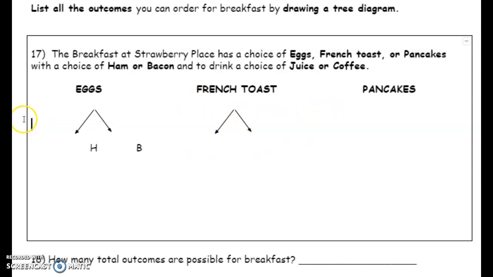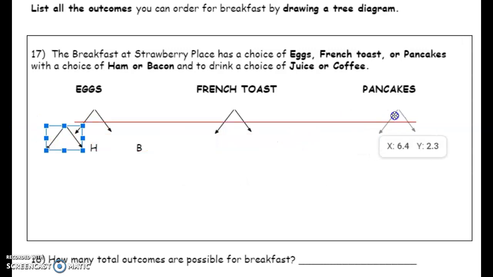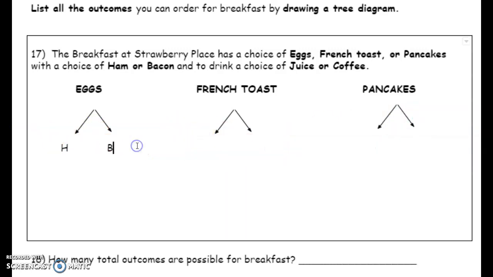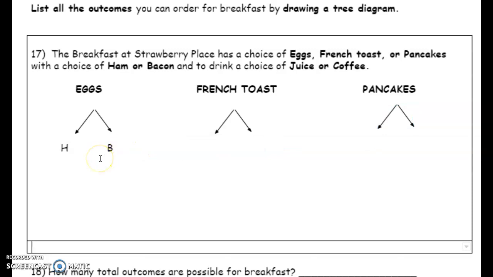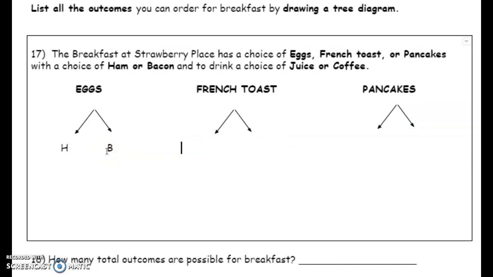And I'm going to make another 2 branches to put them under the pancakes, because I know that each of these will come with the choice of ham or bacon. So also for the pancakes, if I choose pancakes, I know I need to either choose ham or bacon. I'm assuming I'm not a vegetarian. And now I have a choice of drink. So I chose eggs and then ham. And then now I have another choice to make between 2 options.